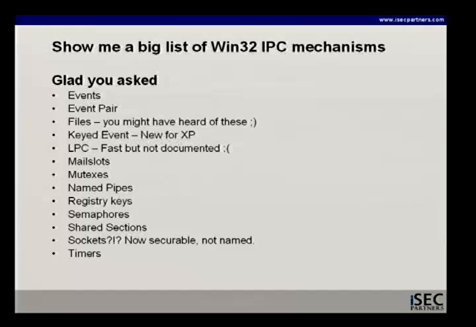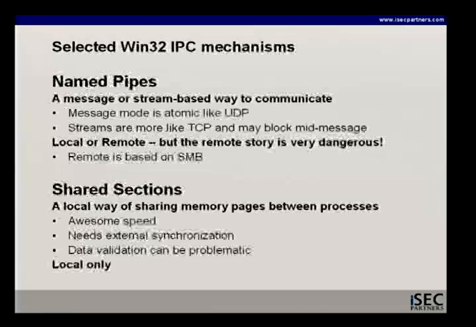So, here's a big list of some of the Win32 IPC mechanisms. Hopefully some of these are things that you haven't seen before, but maybe none of them are. Events, event pairs, files, keyed events, LPCs. LPCs are an undocumented but fast IPC mechanism. Some of these, like sockets, are never named. They have the idea of maybe a port associated with them, but they're not named, and they don't become part of the namespace. So I'm going to just focus on a few of these, some of the ones that are the most common.